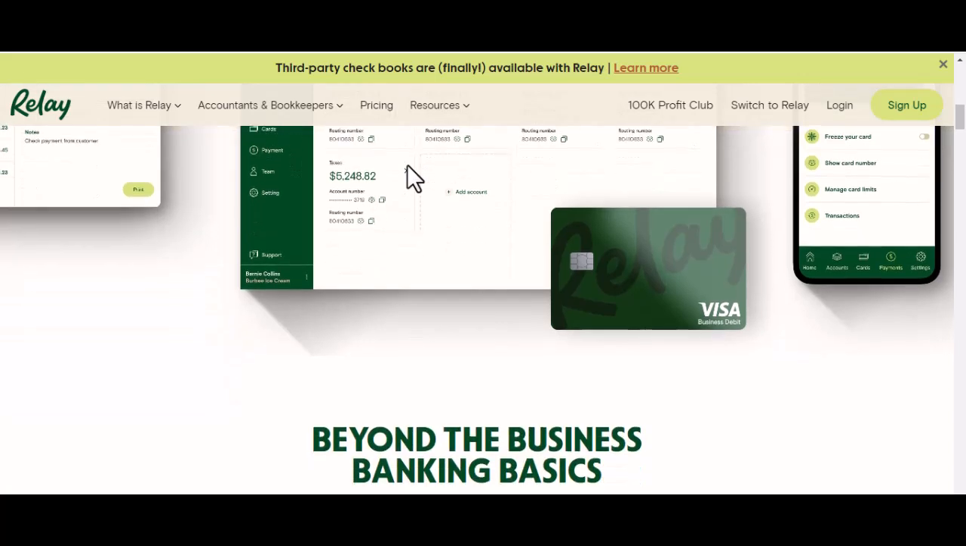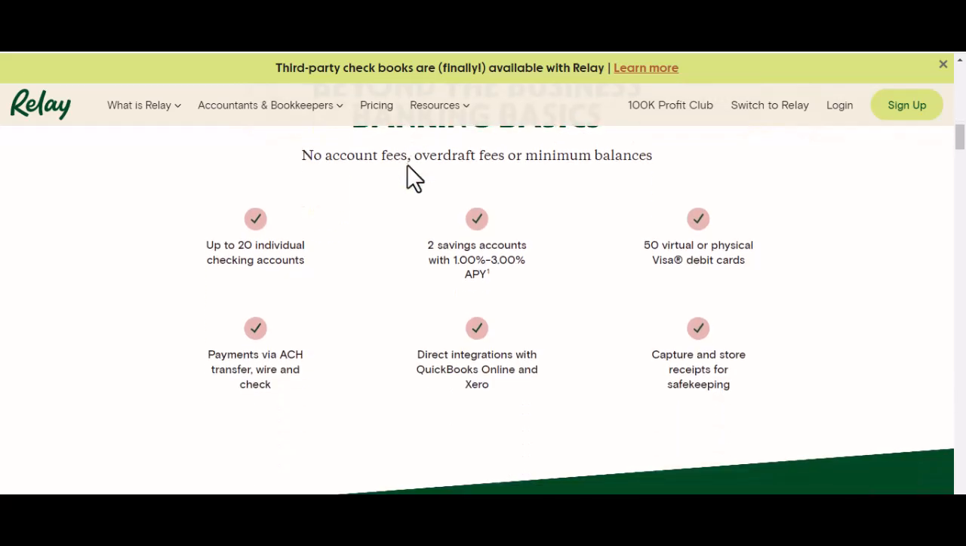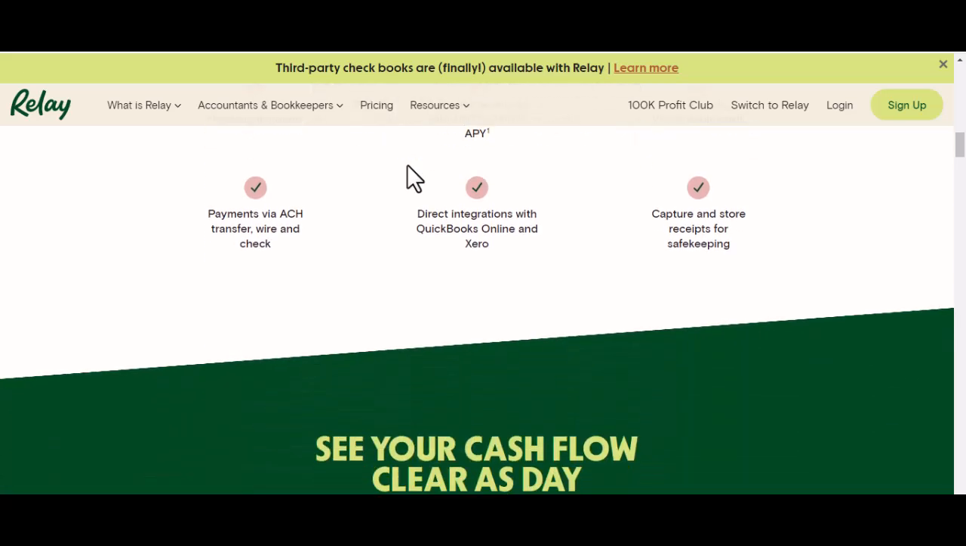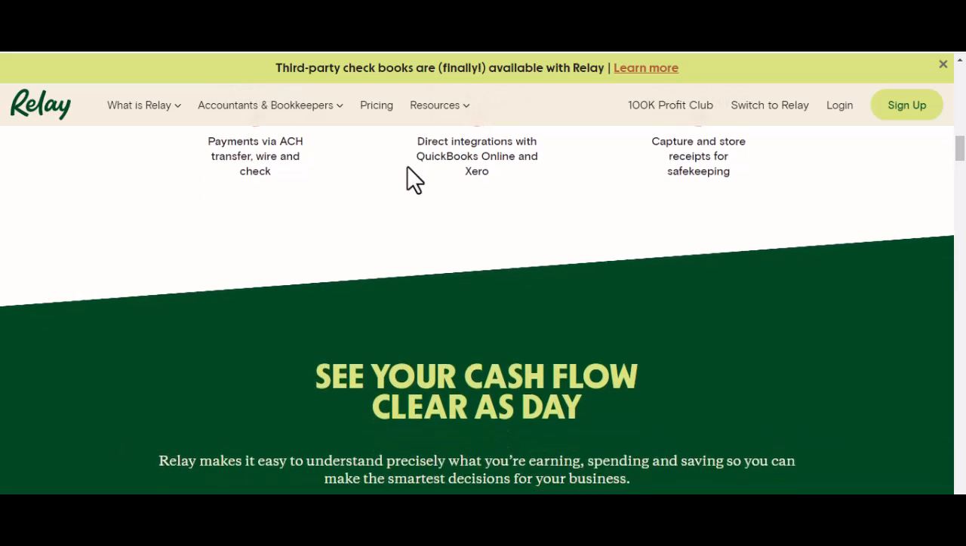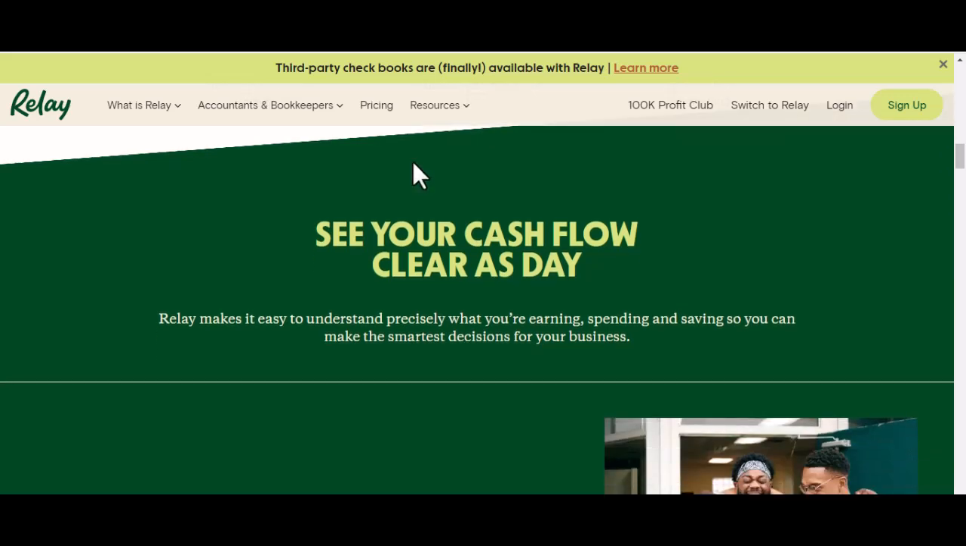Your money is also FDIC insured up to $3 million through an insured cash sweep program, giving you significant peace of mind. Most importantly, when you use a Relay Visa debit card, you're covered by Visa Zero Liability Protection. This means you are not held responsible for unauthorized charges if your card is lost, stolen, or fraudulently used.